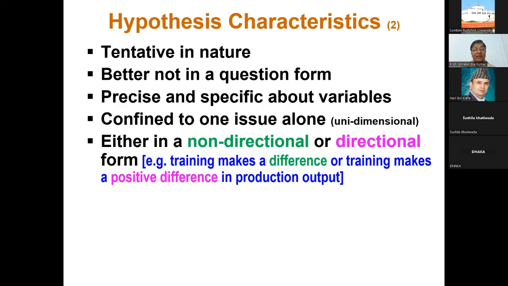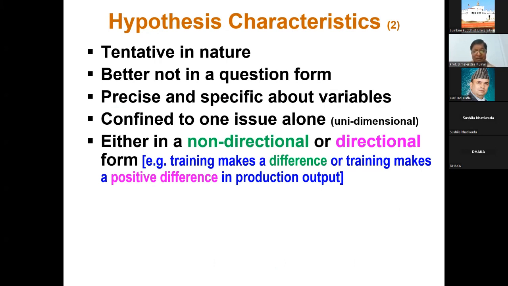Hypothesis is tentative in nature. If it is not fulfilling the objectives of the research, if the objectives are not being tested, then the hypothesis can be changed also. That is why it is tentative. It can be changed. Better not in a question form. A hypothesis must not be in a question form, but in a statement form.